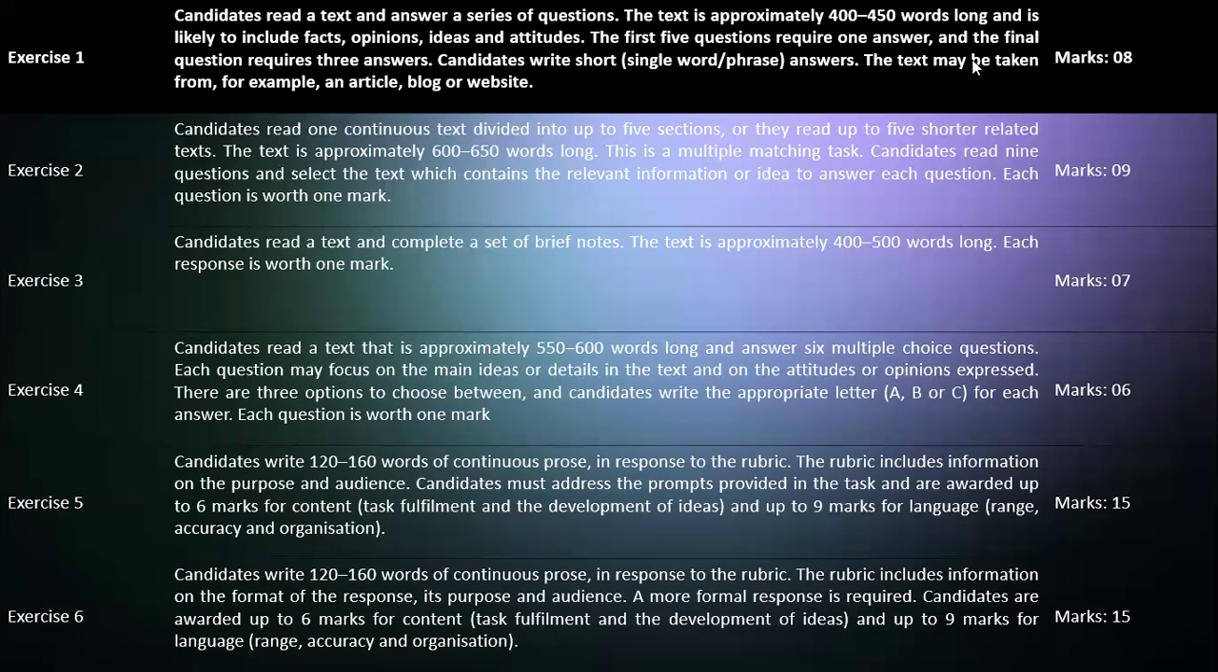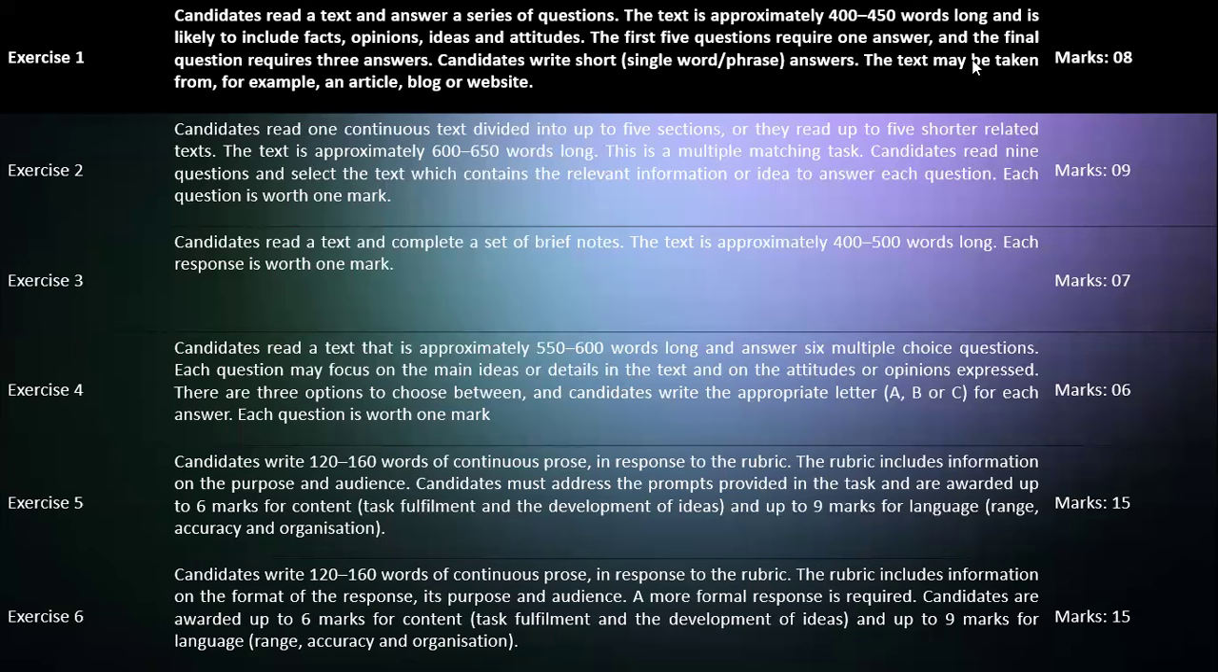When we say task fulfillment, that means that the candidate has effectively understood the question and followed each and every instruction which has been provided in the question. Development of the ideas means that you have taken the idea which has been given in the question, then you have added your opinion and you have developed it further. So the overall marks allocation for this exercise is 15, which is divided into 9 marks for the language and 6 marks for the content.